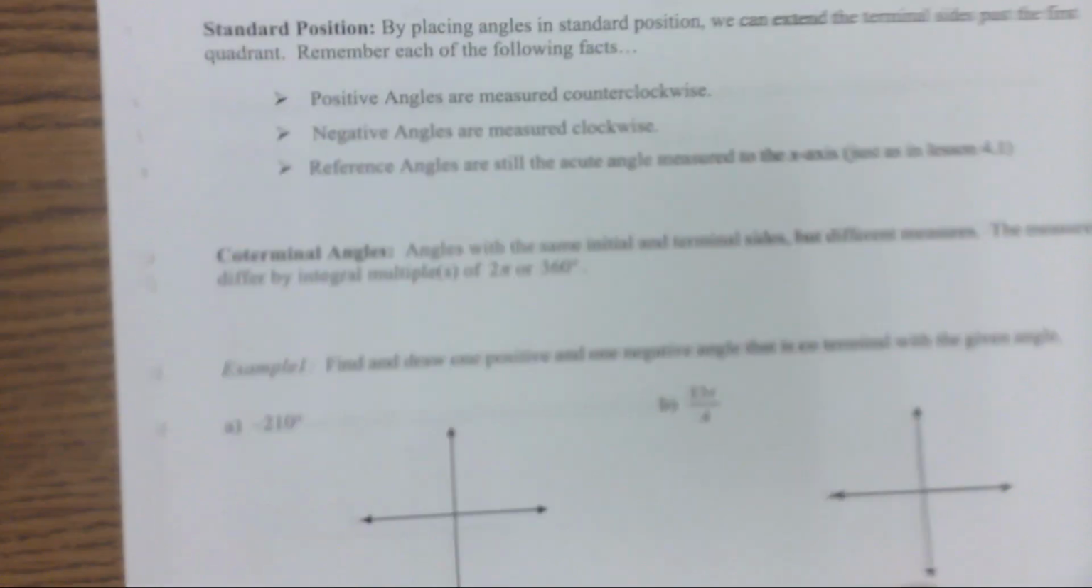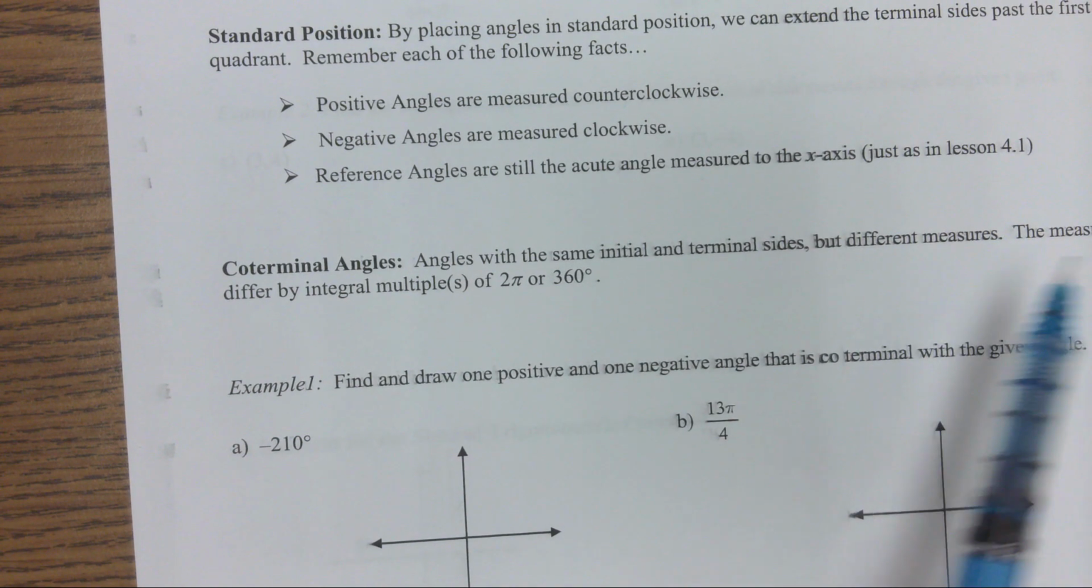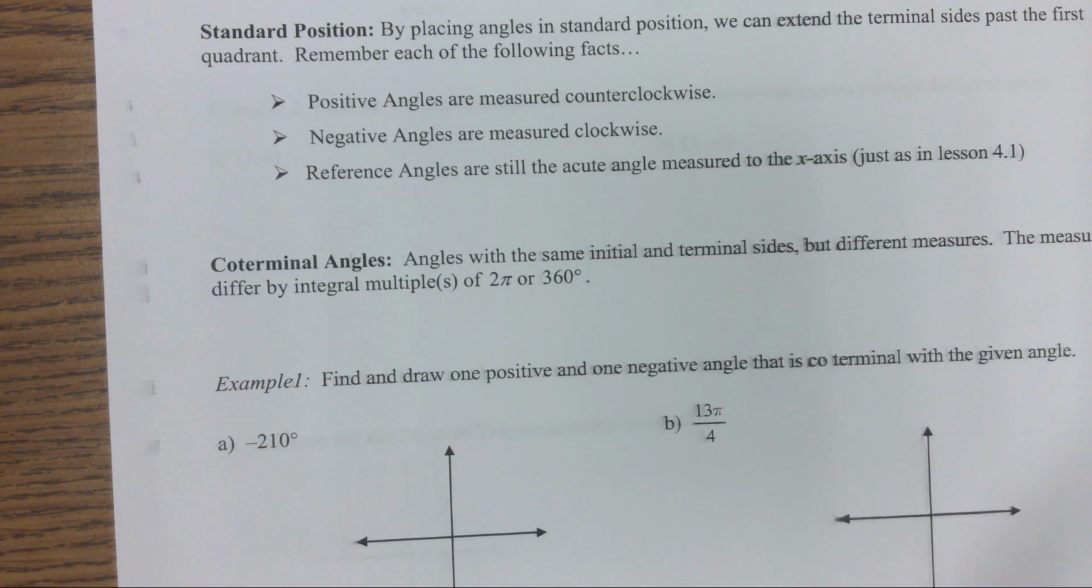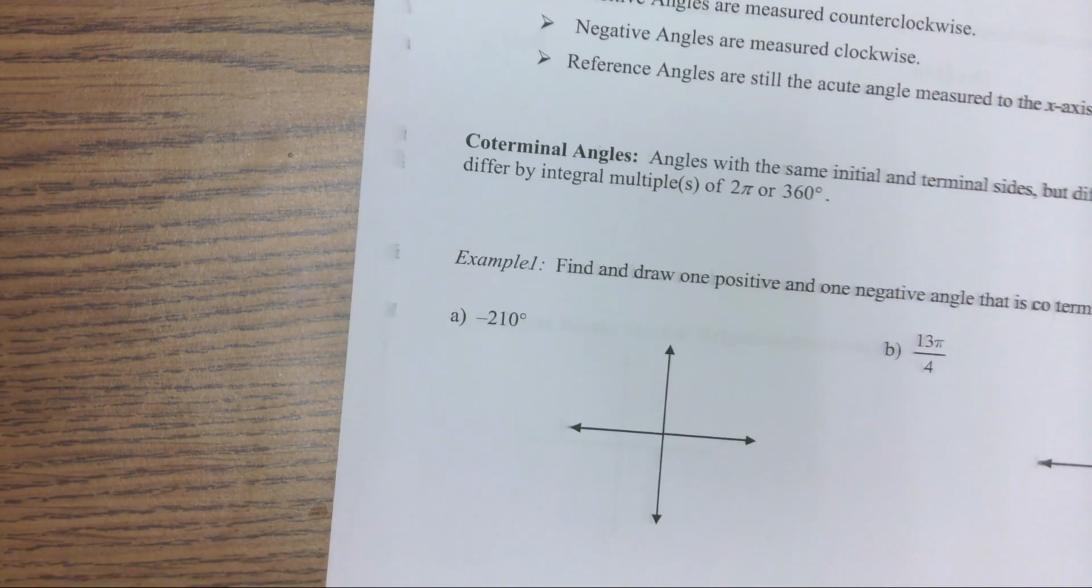Coterminal angles are angles with the same initial and terminal sides but different measures. The measures are going to differ by a multiple of 2 pi or 360, because you could rotate around forever and keep going and keep going. I'm at 360 and 720, and what comes after that? I don't know, but you could rotate around a lot of times. So there's an infinite amount of angles when you're doing rotations that end up in the same spot. So what we're going to do is first learn how to draw coterminal angles.